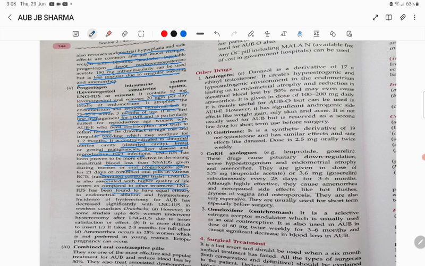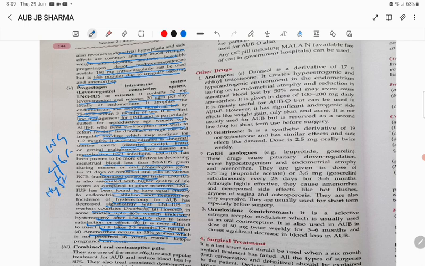LNG IUS has been found to have equal efficacy to endometrial ablation and hysterectomy. The incidence of hysterectomy for AUB has been decreasing with the LNG IUS in Western countries. Drawback, however: in some studies up to 46% of women underwent hysterectomy after LNG IUS due to lesser satisfaction or effect. It is more difficult to insert and takes 2 to 3 months for full effect. Amenorrhea occurs in 25% of women, which is not preferred in young women.